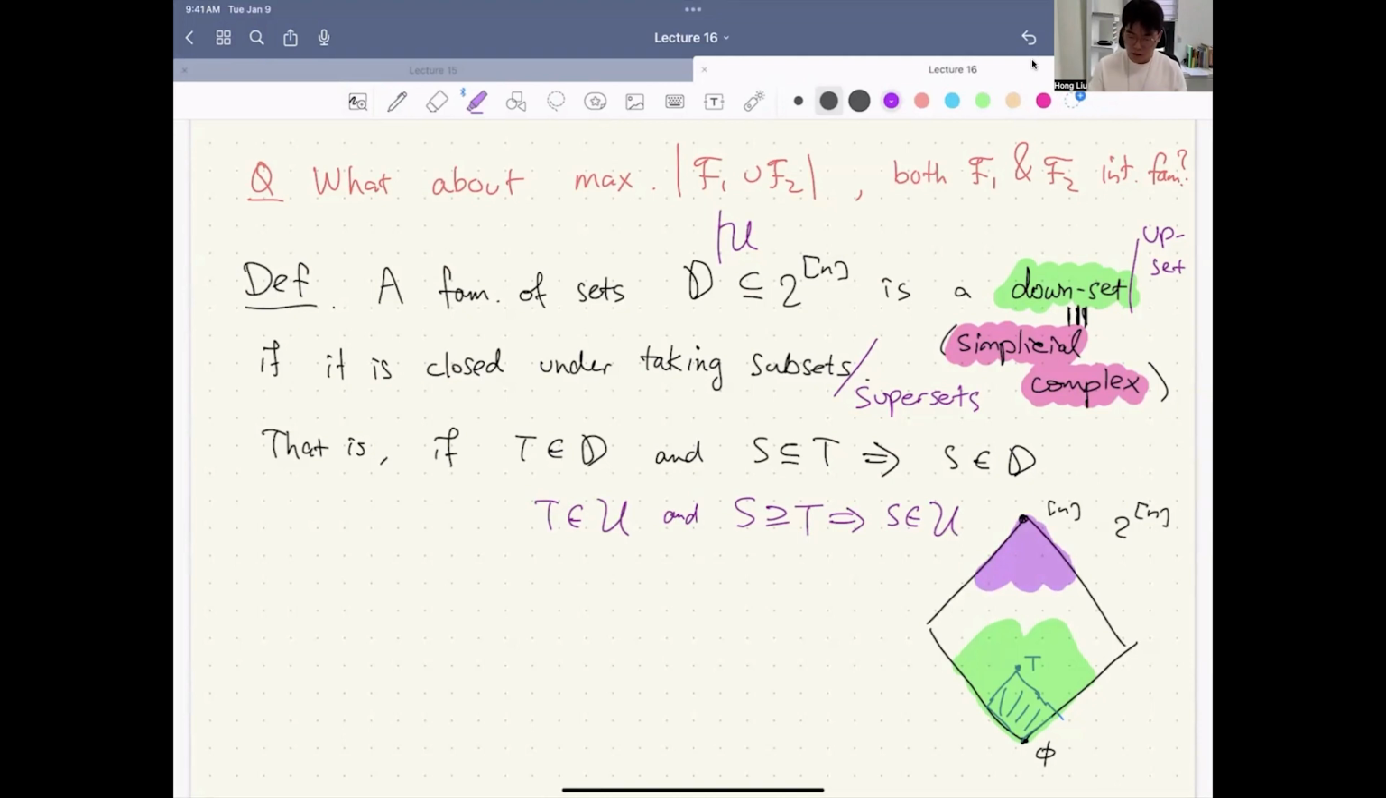If a set is in there, all its supersets, think of this set now as the bottom of the lattice, are also in there. So the Harris-Kleitman inequality says the following.